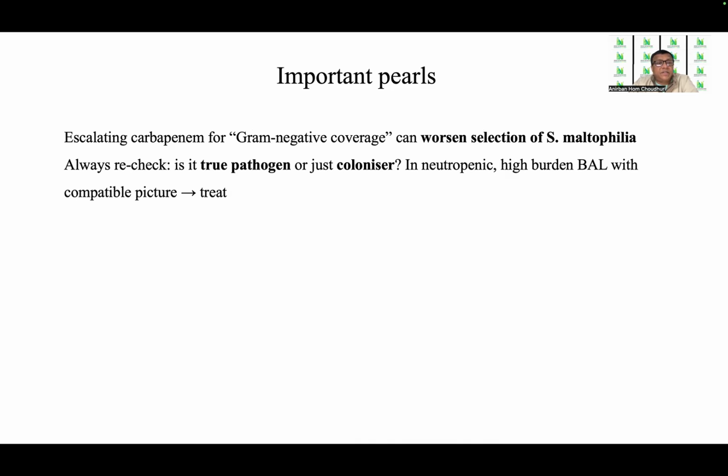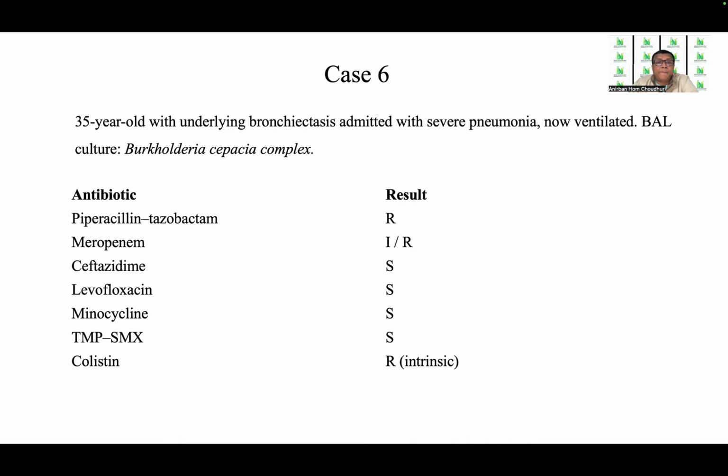The important pearl is that escalating carbapenem for gram-negative coverage can actually worsen selection of Stenotrophomonas maltophilia. It is always good to recheck whether it is a true pathogen or just a colonizer. But in neutropenic patients, a high-burden BAL with a compatible picture should not delay treatment.